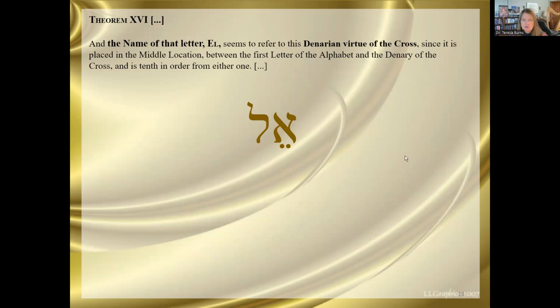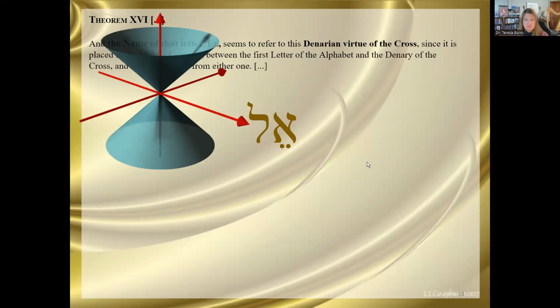And the denarian virtue of the cross is in a certain sense the 10 Sephiroth. But we're going to look at it in terms of conic sections, not anything else right now, because that's what we need for this theorem 20. Okay, so where do you get an L if this is the cross? Remember, there's the cross, X.